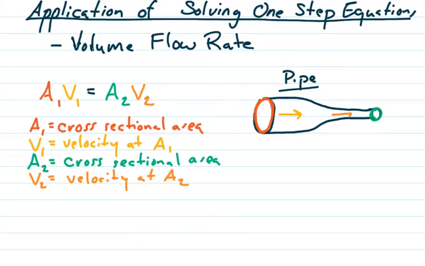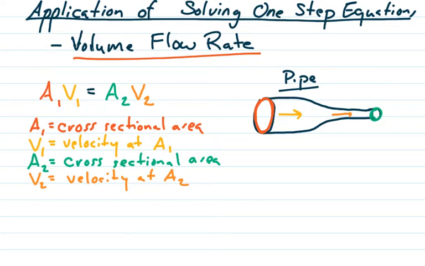In this video, I want to give you an application of solving one-step equations. And the application here is the volume flow rate. What the volume flow rate says is that if we have a pipe, like the pipe right here, the cross-sectional area at a certain point in the pipe times the velocity at that section of pipe is equivalent to the area of another cross-sectional piece of pipe times the velocity at that cross-sectional area.